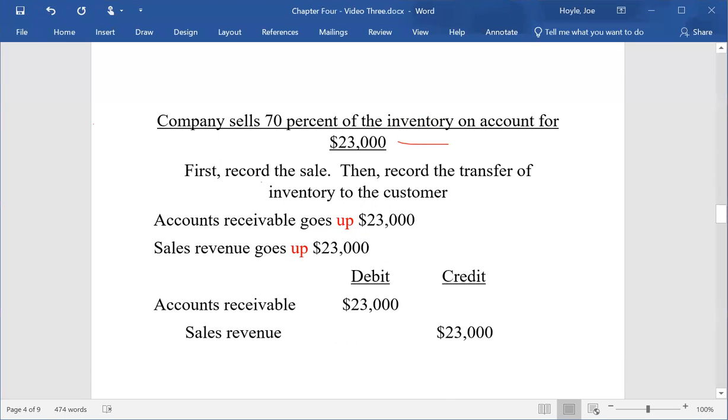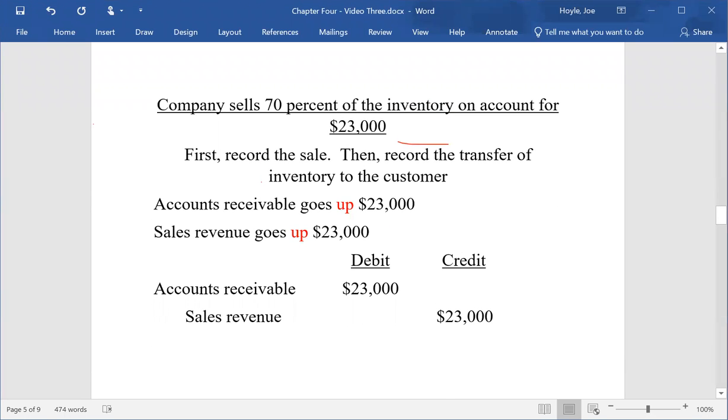Our third transaction, they're going to sell some of this inventory. They only sell 70%, but they sell it for $23,000 and they sell it on account. Notice here, I'm thinking my way through what happened. They sold 70%, on account for $23,000. Now we're going to do something new here. This is the sale of inventory. When you sell inventory, we're going to record two things, not one. First, we're going to record the actual sale. Then we're going to record the transfer of the inventory to the customer.